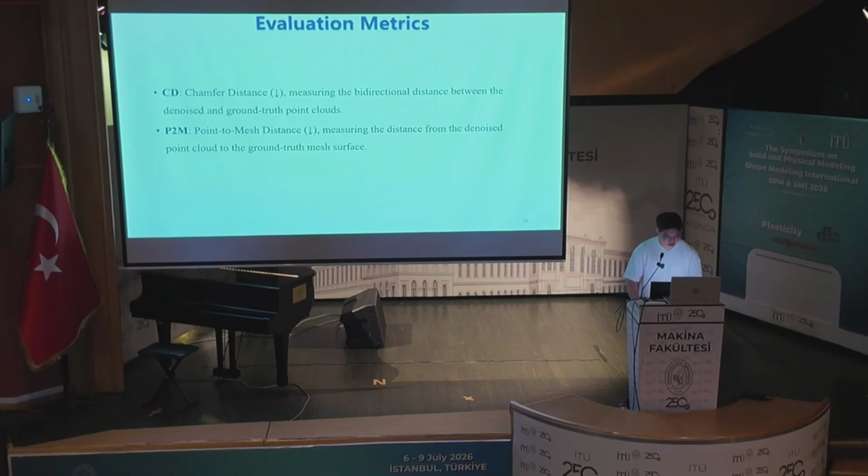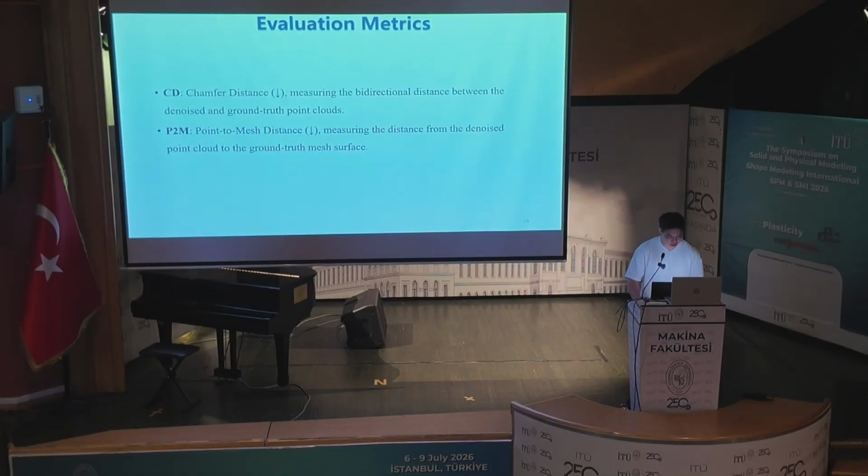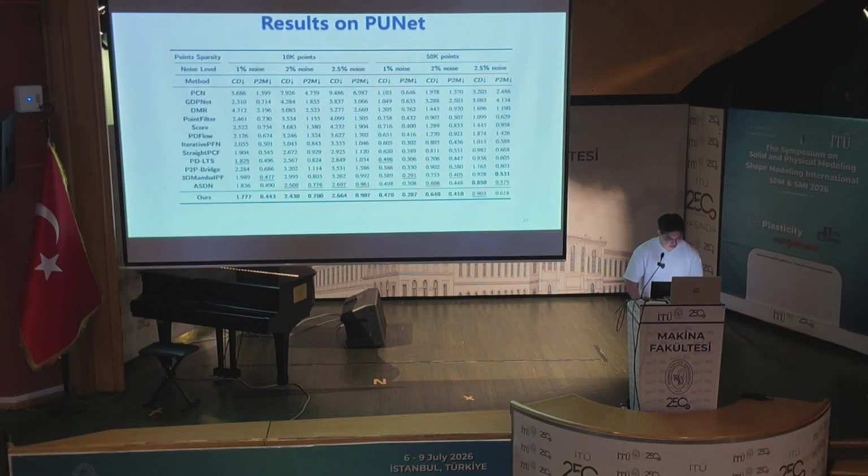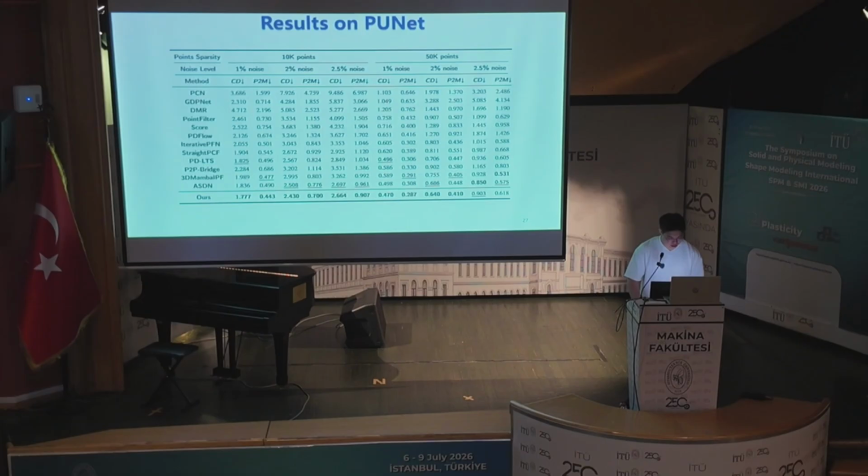After the visual comparison, we further report the quantitative metrics. We use chamfer distance (CD) to measure the bidirectional distance between the denoised point cloud and the ground truth point cloud. We also use point-to-mesh distance, or P2M, to measure how far the denoised points are from the ground truth mesh surface. This slide shows the results.